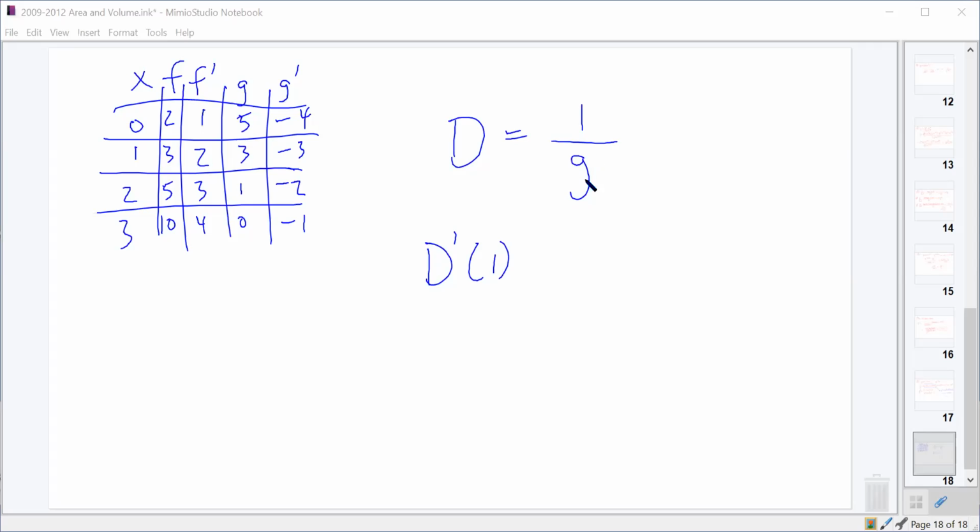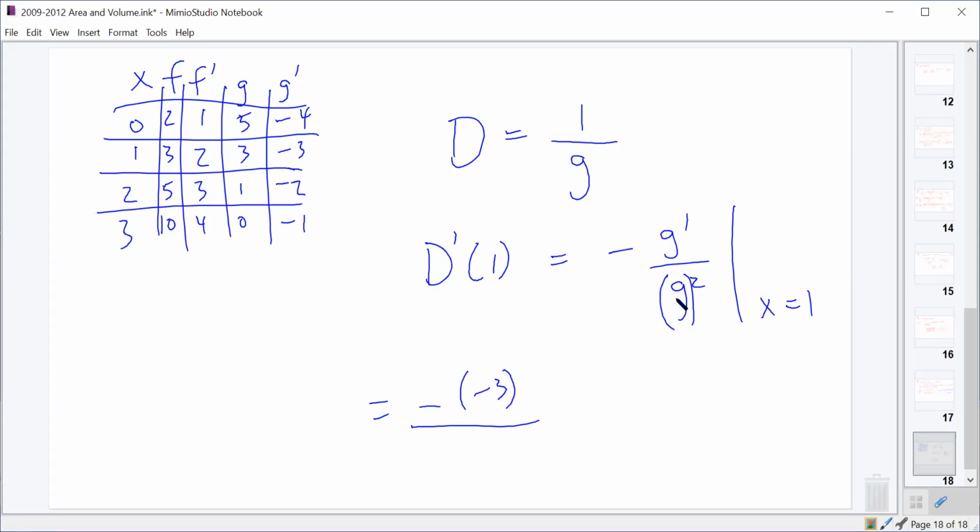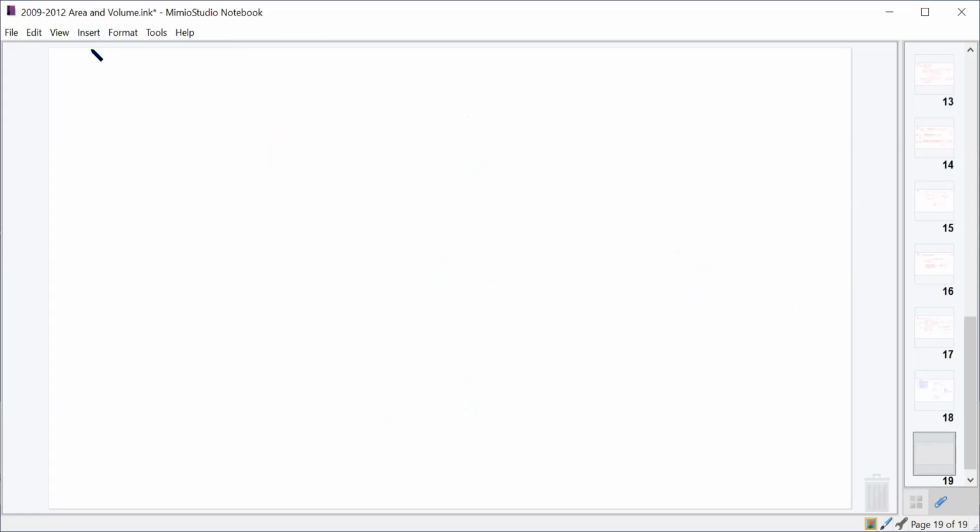So d prime of 1 just means find the derivative of this, the derivative of 1 over g. Using the reciprocal rule, that should be negative g prime over g squared evaluated at x equals 1. And so g prime of 1 is negative 3, and g of 1 is 3. So 3 squared gives us 3 over 9, or 1/3. That makes sense to everybody? Now that you can read that as a comma, not a prime. Yeah.